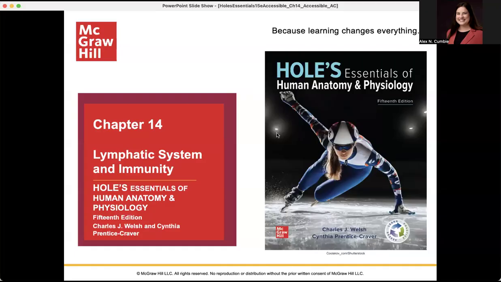That is the end of chapter 12. We have one more chapter for the lymphatic system, which I'm going to go to in just a moment. Let me share my screen for our last chapter in this unit. All right. So we just went over blood in chapter 12. Chapter 14 is the lymphatic system, also referred to as the immune system.